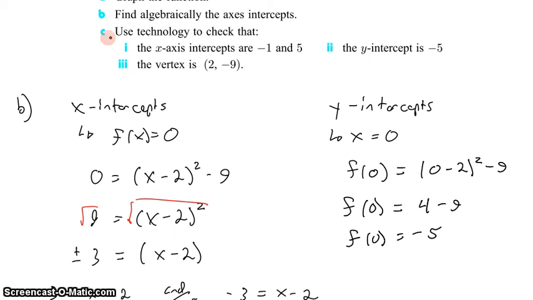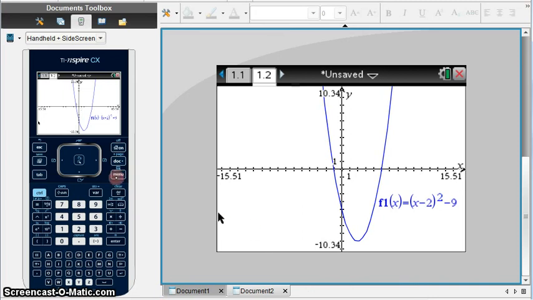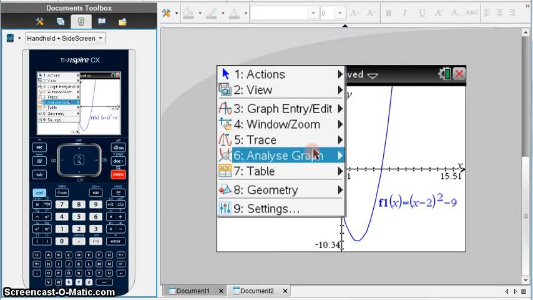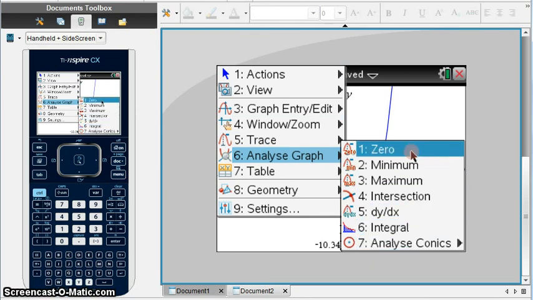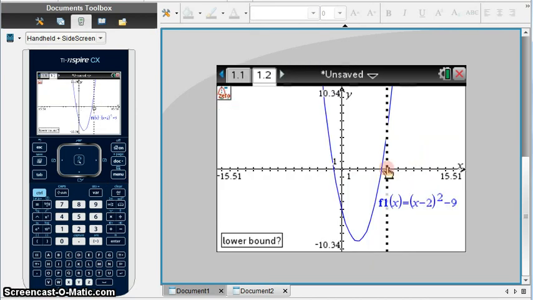All right. Part B says to use technology to check that the x-intercepts are negative 1 and 5 as we predicted, and that the y-intercept is negative 5 as we predicted. So we'll jump back to the graph. On the graph, we'll go to Menu, and we're going to analyze the graph, and we are going to look for the zeros. Those are the x-intercepts. The lower bound means look below the x-intercept, so we'll select below. And the upper bound says that, yep, there is a 0 right here at negative 1 comma 0. That's our x-intercept, negative 1.